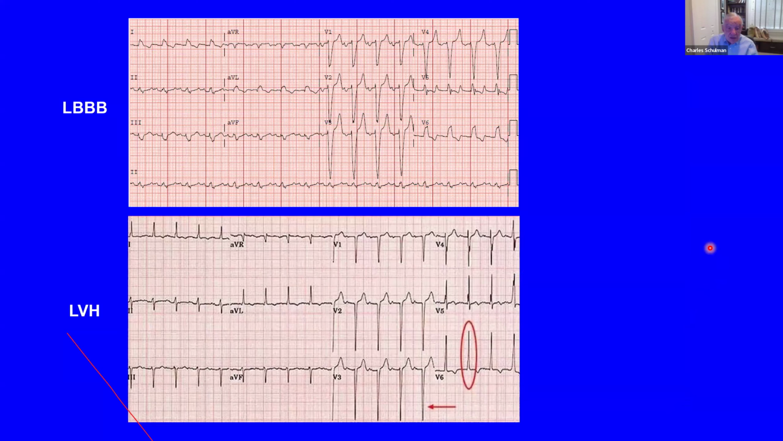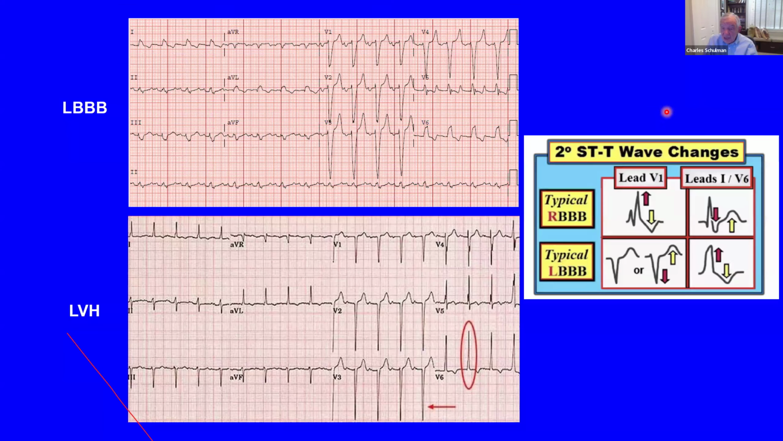So here are ECGs showing left bundle branch block. I think we showed this last week, and you'll notice that in leads V1, 2, and 3, there is ST elevation. Not so obvious in this tracing, which is consistent with left ventricular hypertrophy.